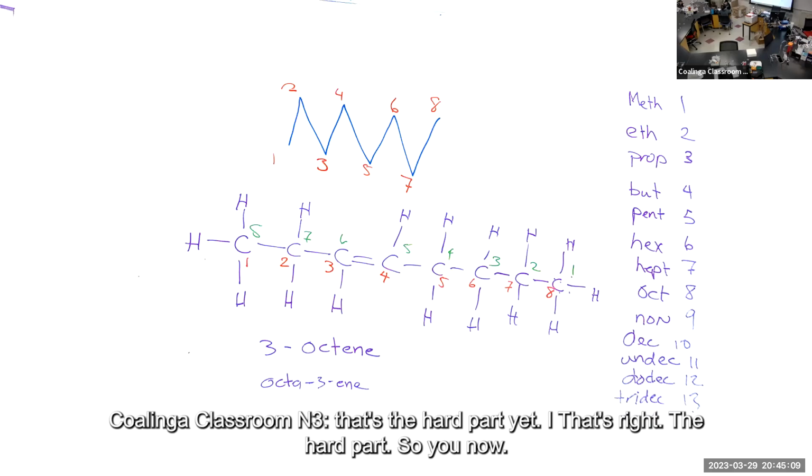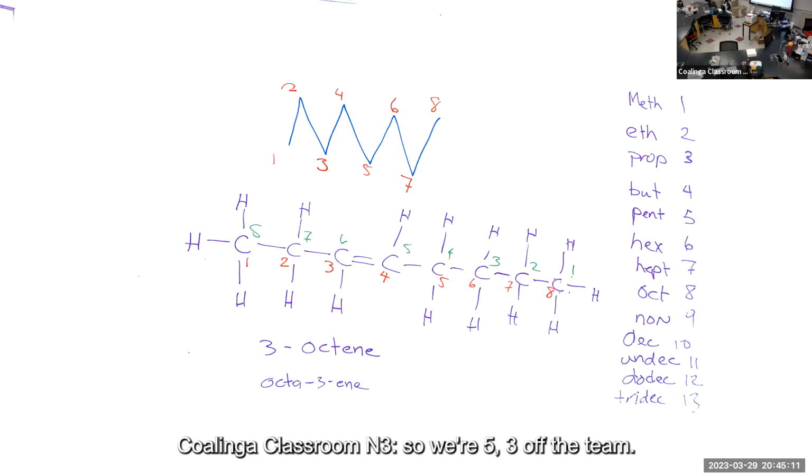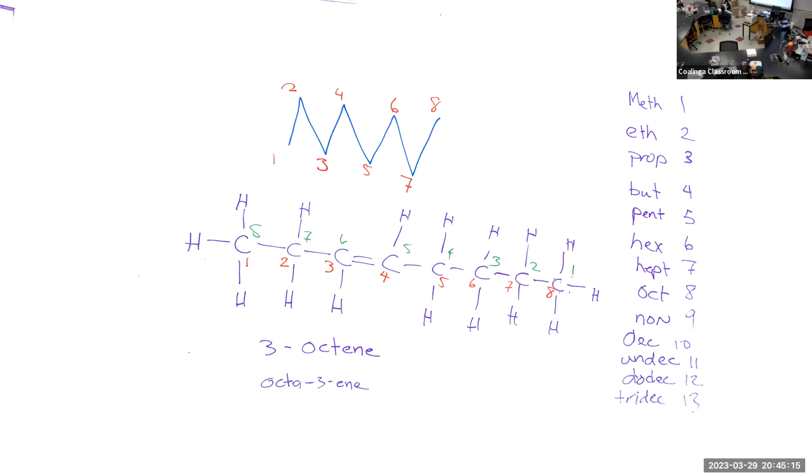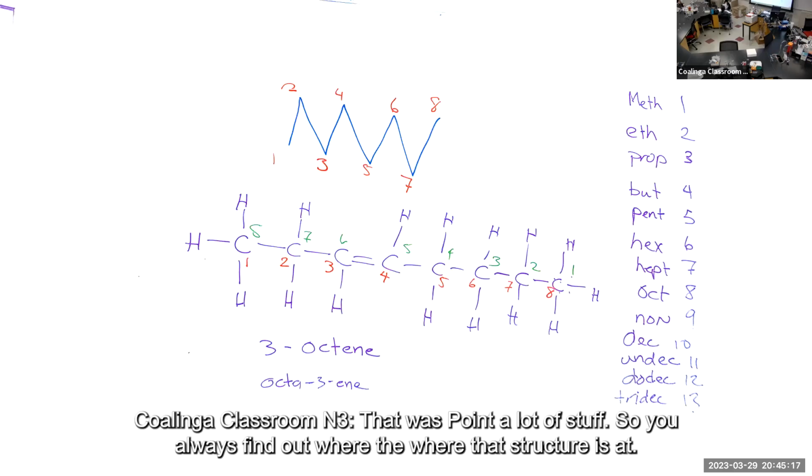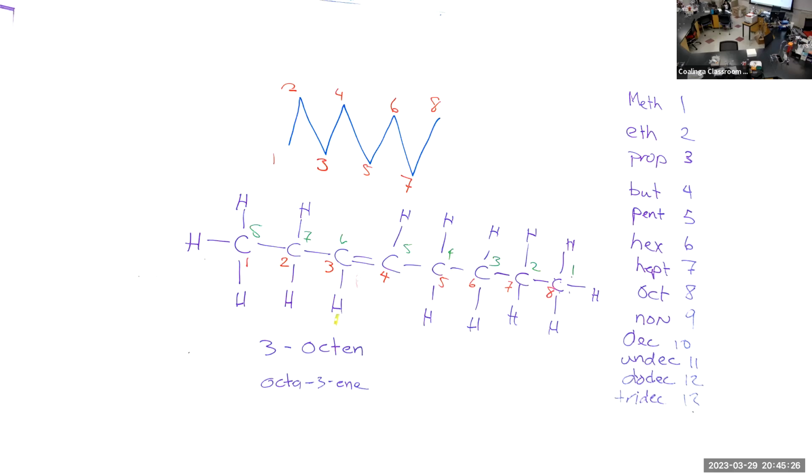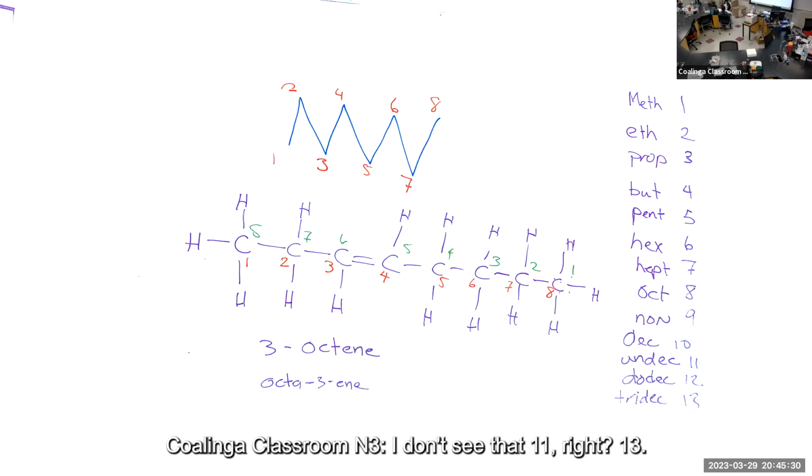So in order to find 3-octene, you have to go with the lowest number. So you count the top, the bottom, and the top. So you always want to find out where that structure's at, at the lowest number. You always want to use the lowest number. You want to be number 1, right? You always want to do the lowest.